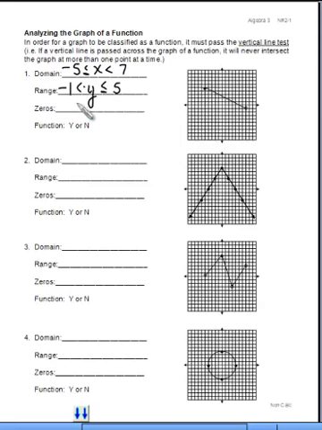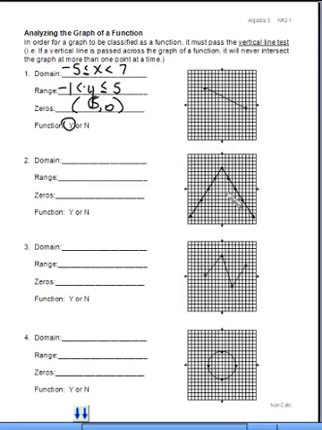Zeros, where does it cross the x-axis? It crosses at 5, 0, right here. Now, is it a function? You remember you can do the vertical line test. You run your pencil across and see, does it cross that anywhere in two places? And the answer is no, it doesn't, so it is a function. You should be pretty familiar with vertical line tests by now. That should be nothing new.